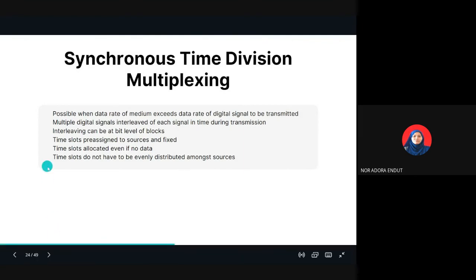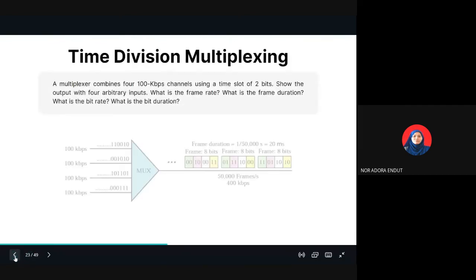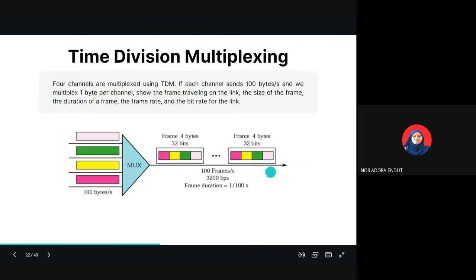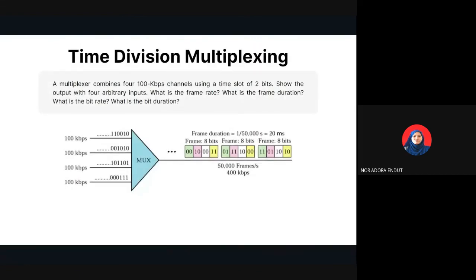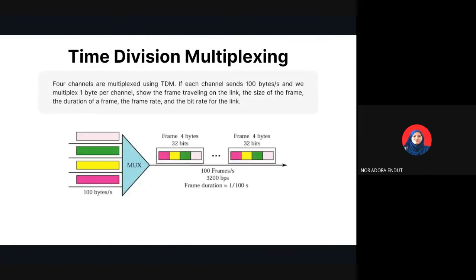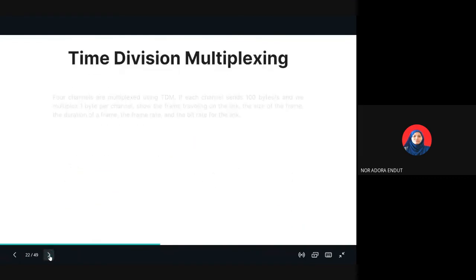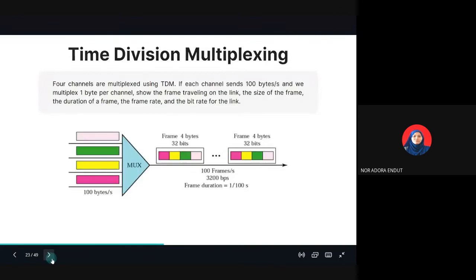Okay, so in this example, synchronized time division multiplexing is possible when the data rate of the medium exceeds the data rate of the digital signal to be transmitted. So mesti mencukupi lah. Maksud di sini kita punya link ni capacity dia mesti lebih daripada setiap satu ni. So kalau ada 4, setiap satu 100, so 4 kali 100 kan. So mestilah the link mestilah lebih sama dengan n times for individual ataupun lebih. Okay. So kalau keadaan di mana kita punya bandwidth untuk link tu kecil daripada gandaan setiap tu, jadi dia tak ideal lah, tak boleh guna synchronous time division multiplexing.